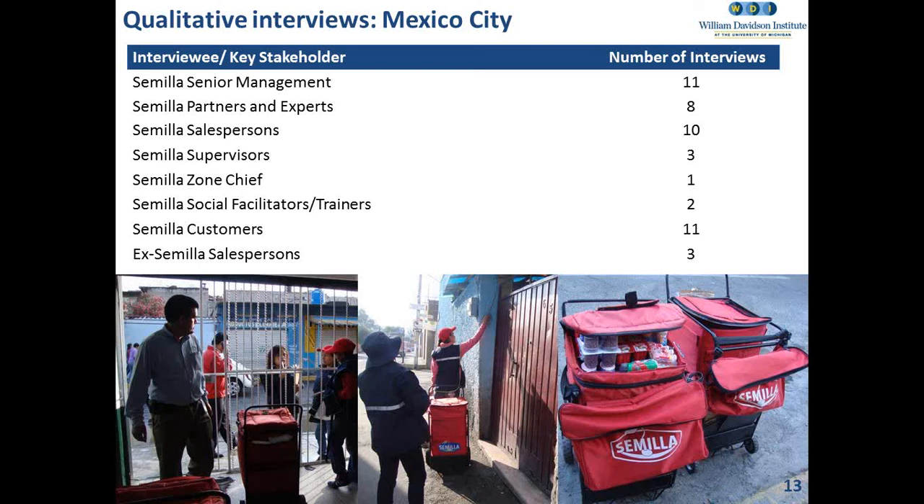During our visit, we also made sure we talked to people who are hard to find, such as ex-salespeople, because we knew that they likely have a different perspective than those that are still working at Semilla. We also talked to supervisors, people in the local office, as well as at the headquarter office, partners of Semilla, etc.